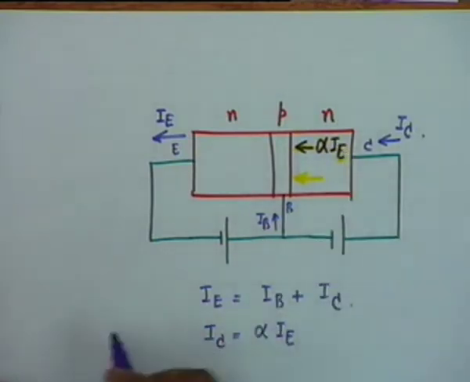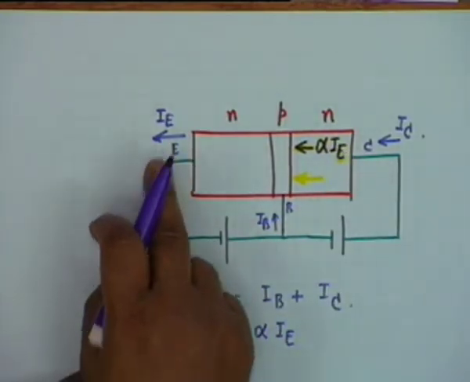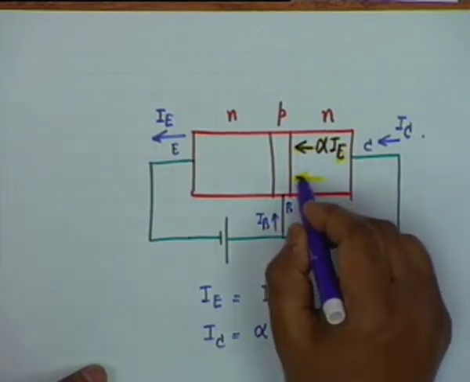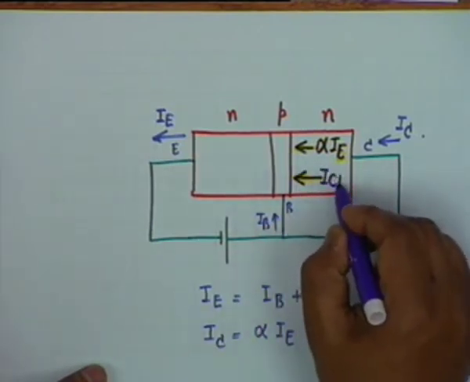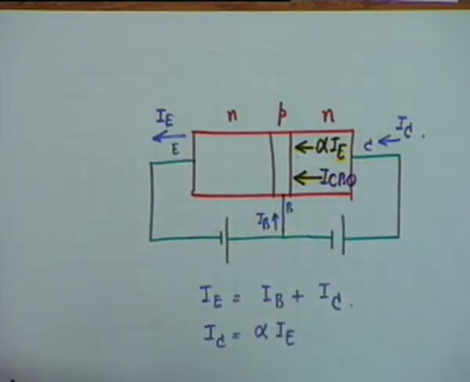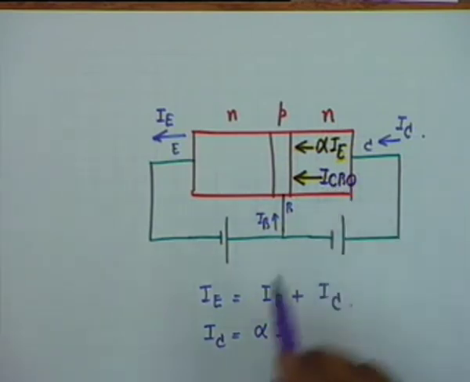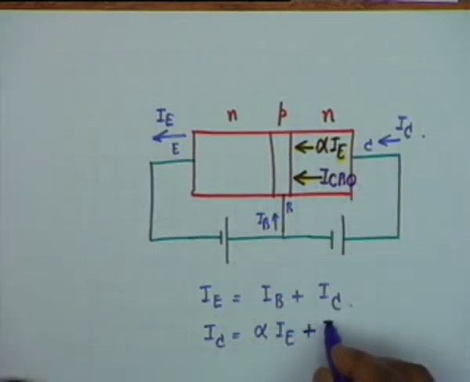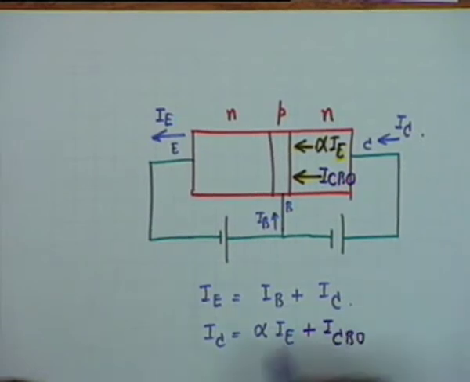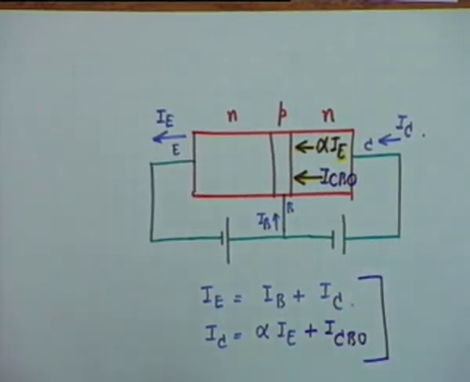Alpha I sub E, this is due to the electrons, and due to the reverse biasing of the junction, there is a current I sub CBO, which normally in a diode we call I sub S, the reverse saturation current. Here we call it I sub CBO, collector base junction, and O stands for saturation. All right, I sub CBO, and therefore I sub C is alpha I sub E plus I sub CBO. These are the two basic relations in a transistor.